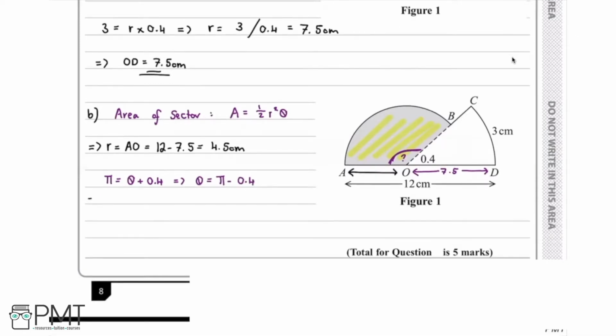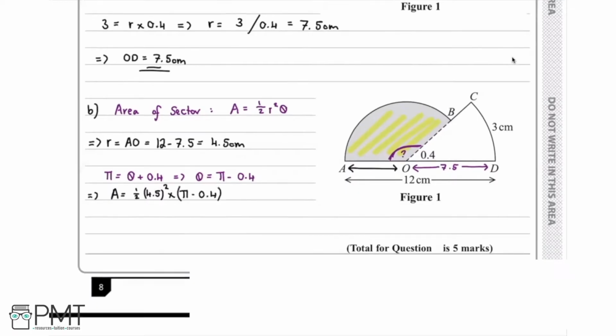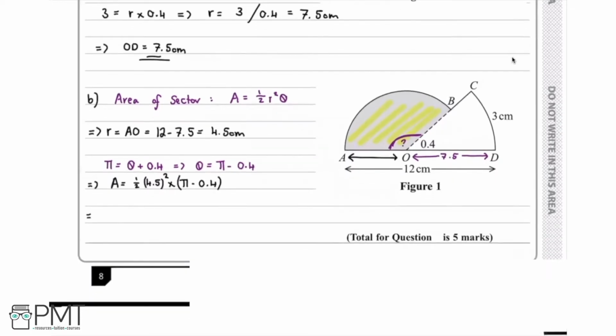So therefore, this means that we have the values we need and we can substitute these into our formula. So the area is going to be equal to 1 over 2 multiplied by 4.5 squared. And then we're going to multiply this by pi minus 0.4. Remembering to be careful with our brackets. And then this gives us that the area is equal to 27.8 centimeters squared. And we've got to be careful and remember our units, which are centimeters squared.